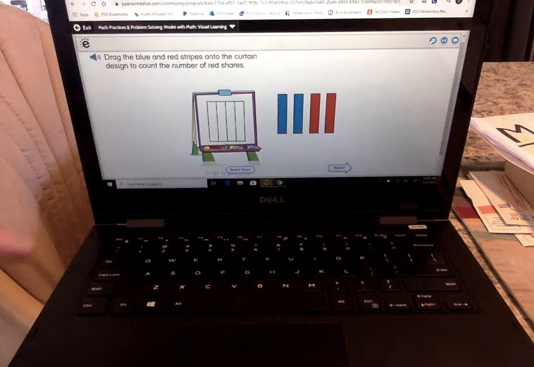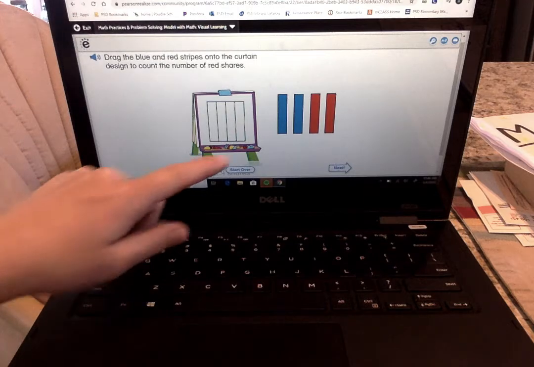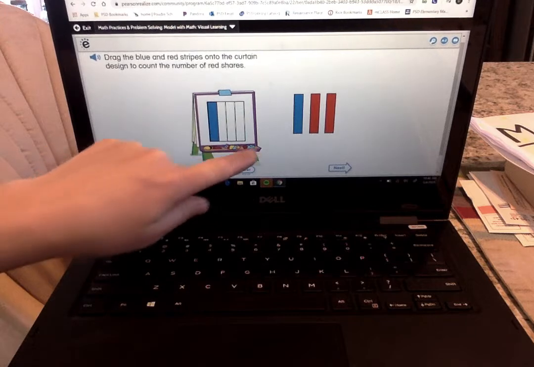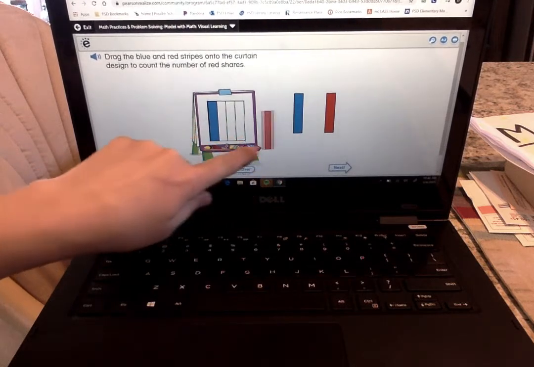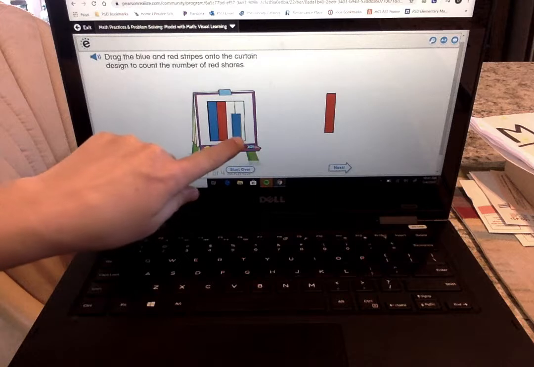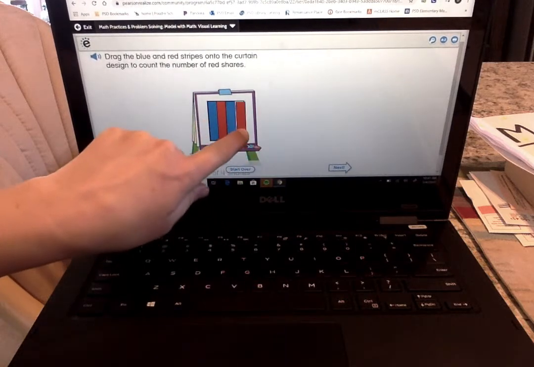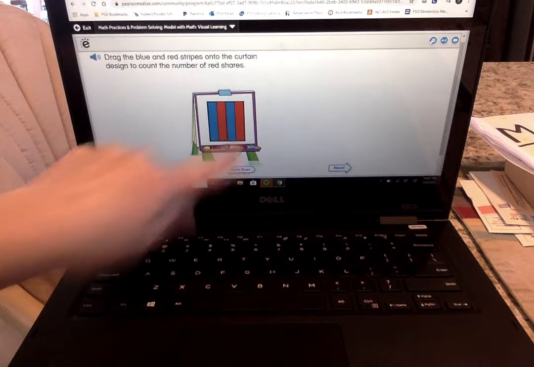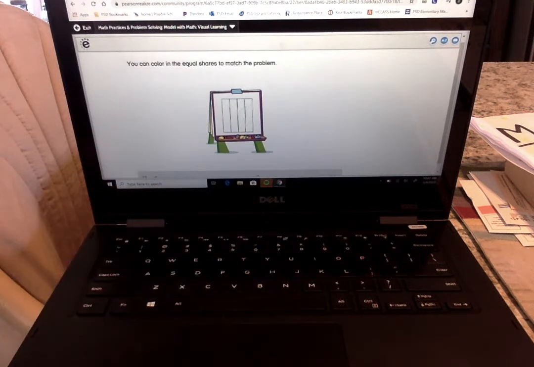But let's see. So it says drag the blue stripes and red stripes into the curtain design to count the number of red shares. We're gonna do a pattern. So how many red shares do you have total? 1, 2. You draw a picture to show how the quantities in the problem are related.